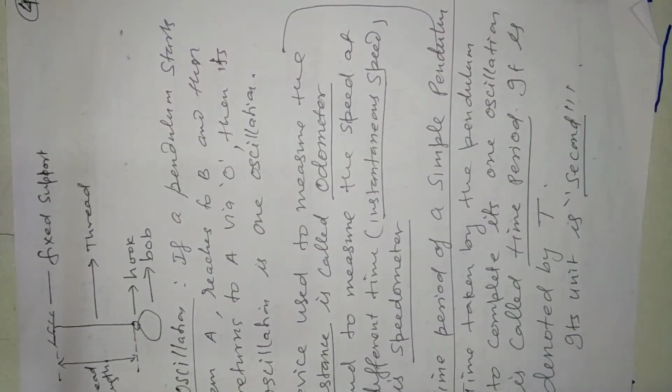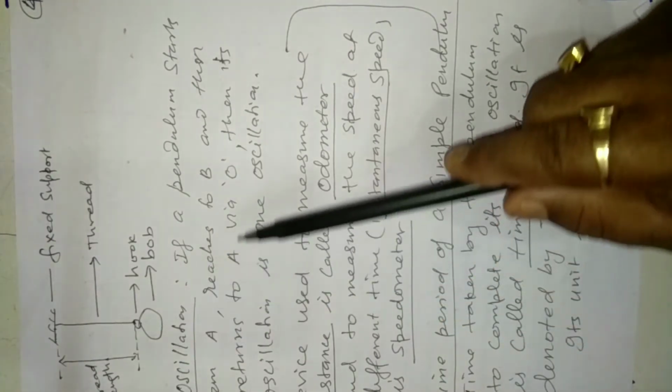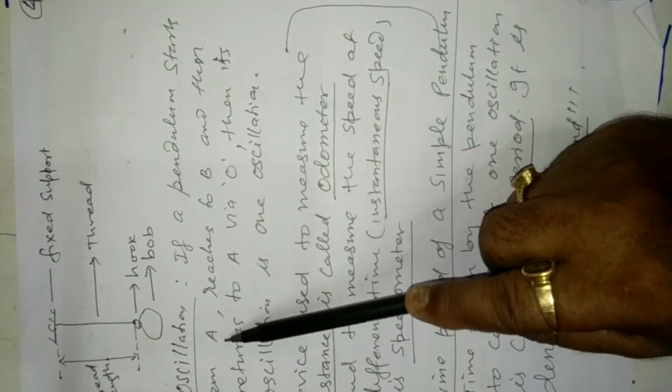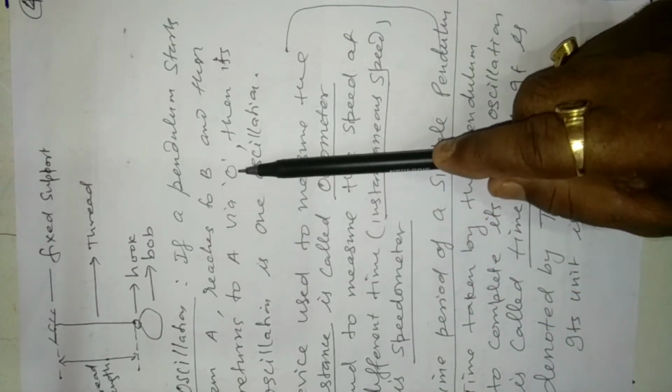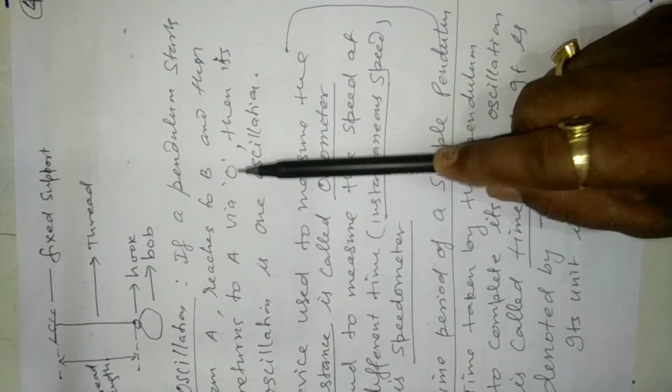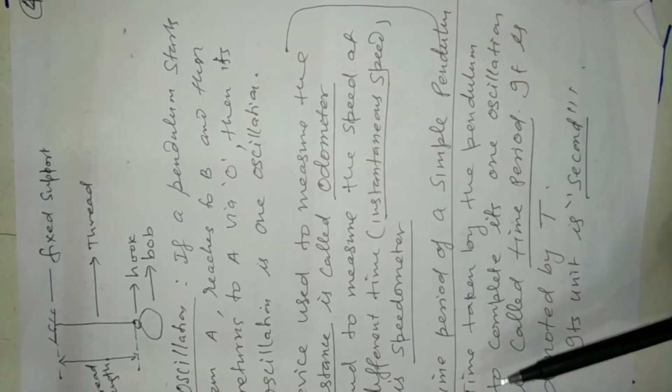So here is the definition of one oscillation. If a pendulum starts from A, reaches B and then returns to A via O, the midpoint, the middle fixed point, then its motion is said to be one oscillation.